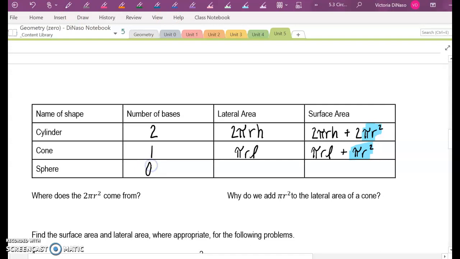There are no bases in a sphere. There is no lateral area, because remember, the lateral area is just the area of the faces, so there is no lateral area for a sphere. And the total surface area is 4 pi r squared. So again, that 2 in 2 pi r squared comes from the two bases of a cylinder, which is what we talked about previously. And then it says, why do we add pi r squared to the lateral area of a cone? This pi r squared is the area of the base.